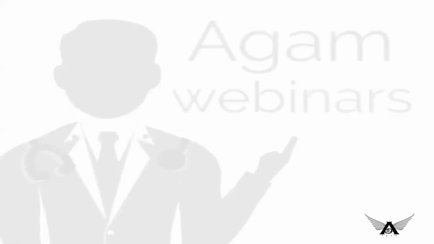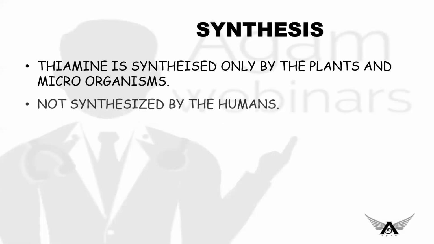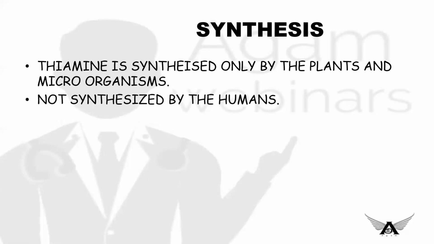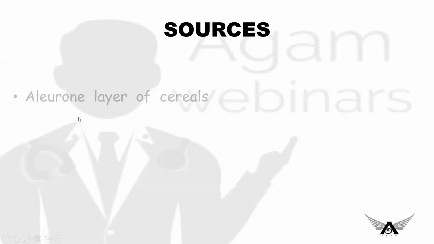Okay. Now coming to the synthesis. Generally vitamins cannot be synthesized by humans or animals. They are synthesized only by plants and microorganisms. But in small quantities, they are synthesized in humans by intestinal bacteria. As vitamins do not require any special digestion, they are directly absorbed as ingested. So before going into the absorption, we'll see the sources of vitamin B1.